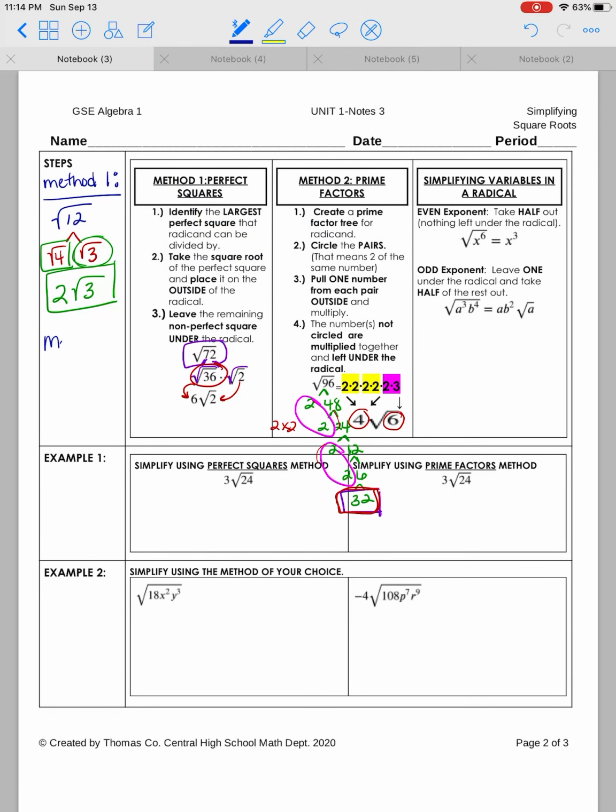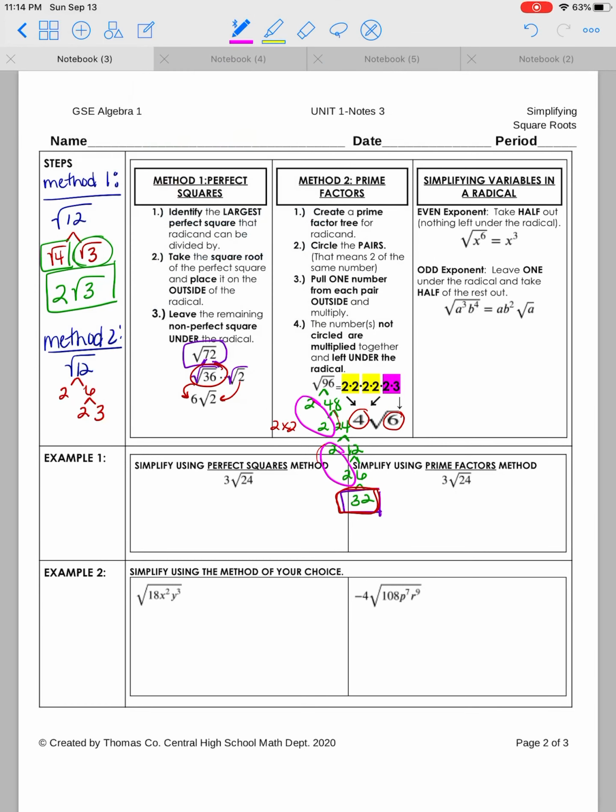So let's try method 2 over here to the side with the square root of 12 again. Okay, so I'm going to break it down into prime factors. What number goes into 12? Well, 2 does, times 6. Then I'm going to break the 6 down. What goes into 6? 2 times 3.